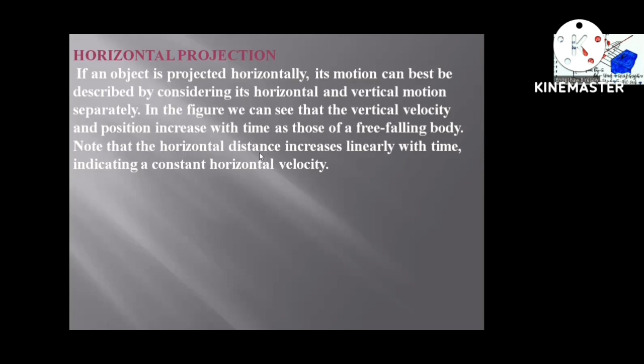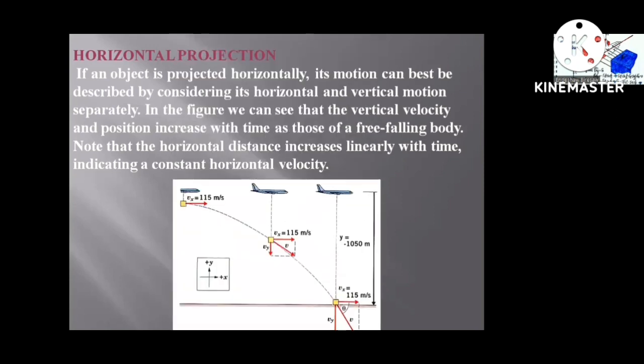Note that the horizontal distance increases linearly with time t, indicating a constant horizontal velocity. This is uniform motion in short. The horizontal projection of an object we can take as uniform motion, since uniform motion is defined as motion of an object in a straight line at constant velocity. As you have seen from this diagram, the object initially has horizontal motion or horizontal velocity only.